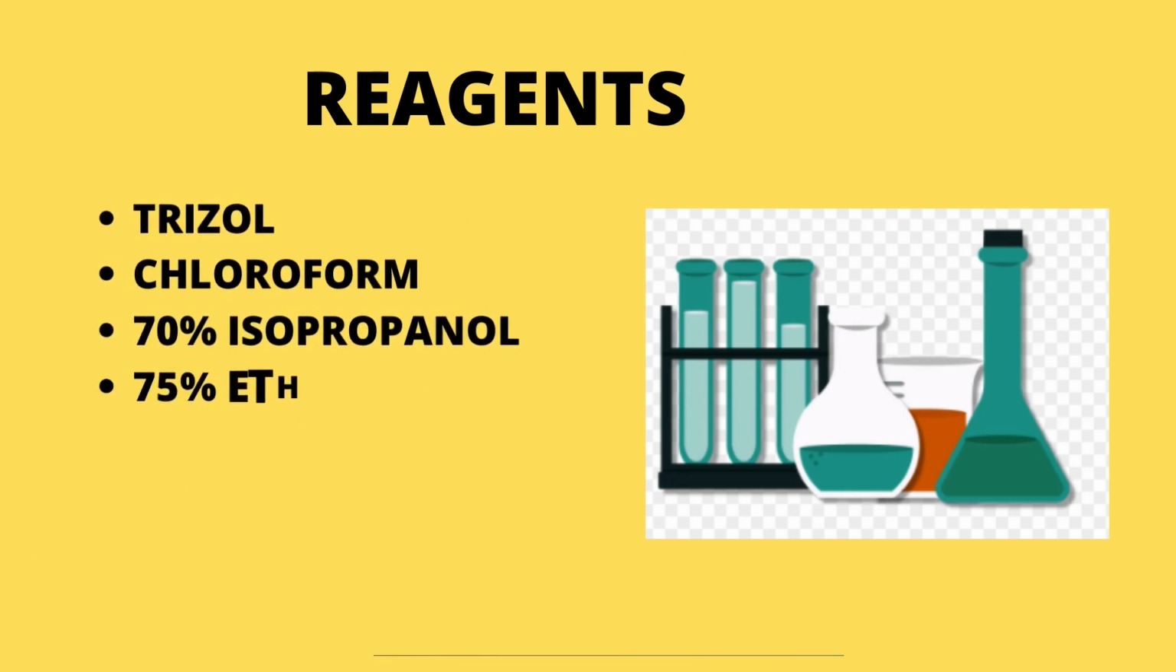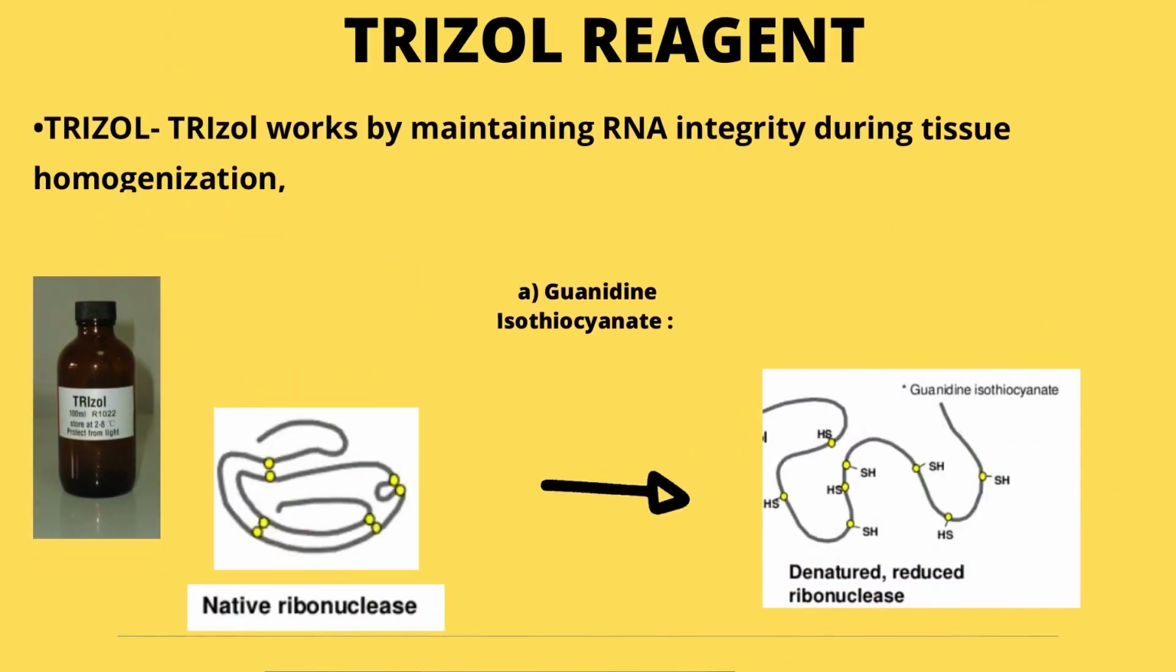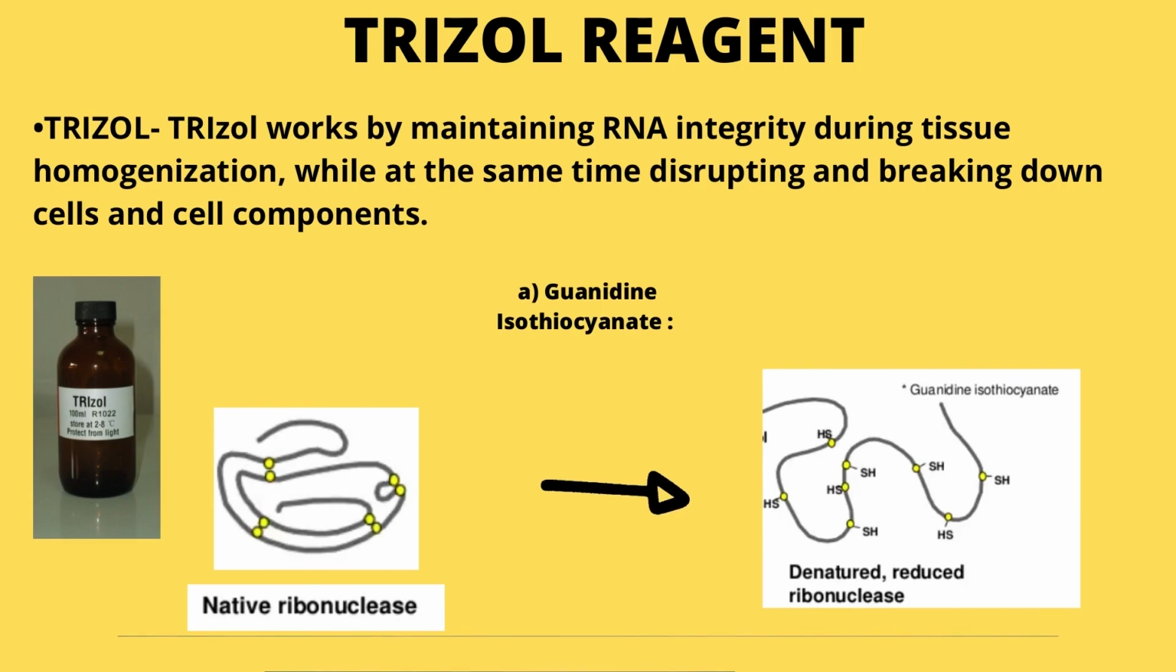Reagents required: TRIzol reagent, chloroform, isopropanol, 75% ethanol, 100% ethanol, and DEPC water. First is the TRIzol reagent. TRIzol reagent works by maintaining RNA integrity during homogenization. At the same time, it disrupts and breaks down other cells and cell components. It has three basic components: guanidine isothiocyanate, phenol, and isoamyl alcohol.